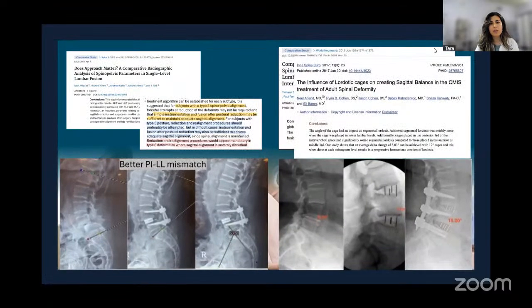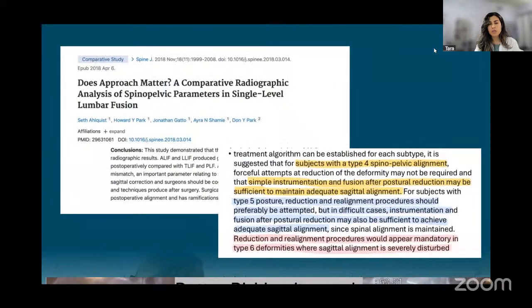Here again, many other studies have been published telling us that in the SDSG classification, the lower types 1, 2, 3 may need only a fusion without reduction, or simple decompression with fusion. And in type 5, we might need a simple reduction with fusion. But when we have a type 6 of sagittal malalignment, we have to think about restoring the sagittal balance.